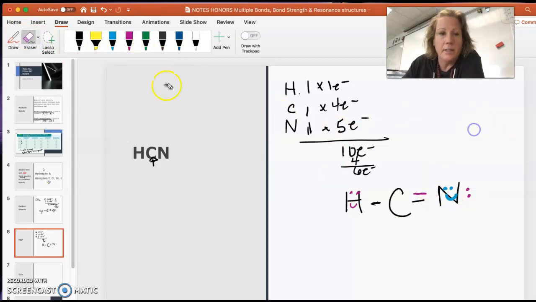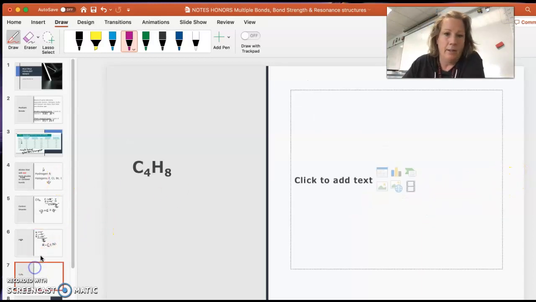Yes, it finally worked. So I'm going to bring another pair of electrons from that nitrogen over. So now nitrogen, 2, 4, 6, 8, it's still good. Carbon, 2, 4, 6, 8, it's good. Everyone's happy. All right, let's keep going.